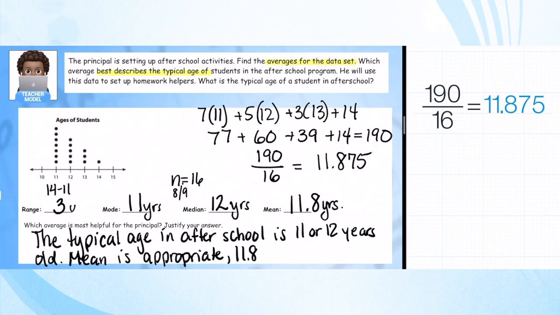$11.8 years. Okay, and that just makes the most sense. More than half of the kids are between 11 and 12 years. So mean makes sense here, 11.8. I thought it was going to be a little more skewed, but since most of our kids are actually 11 and 12, the mean was much lower than I thought it was going to be.